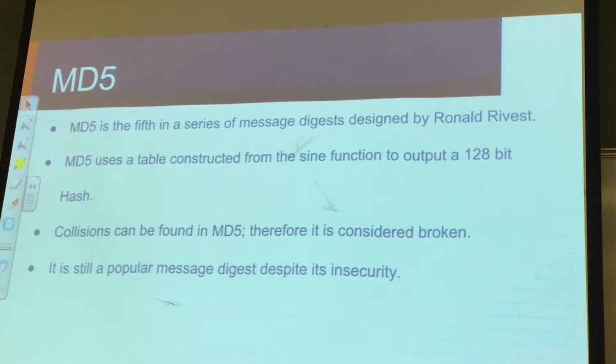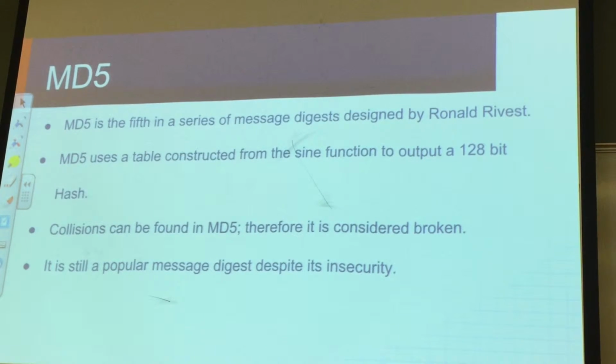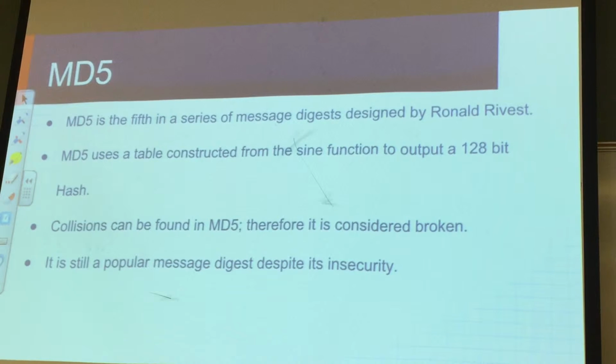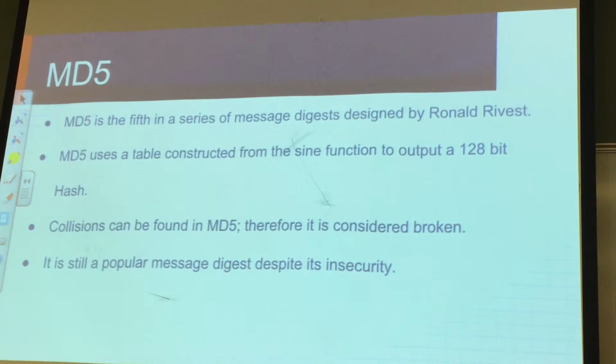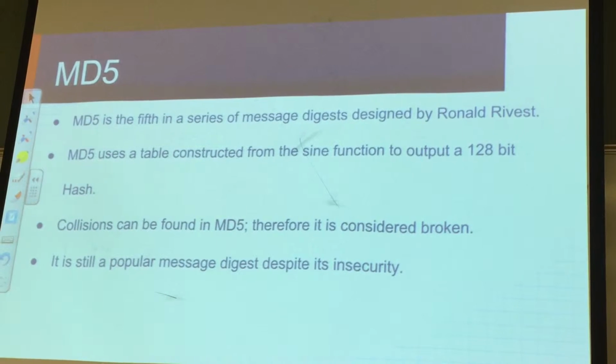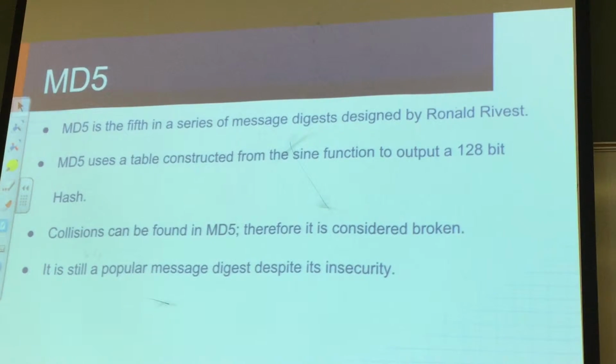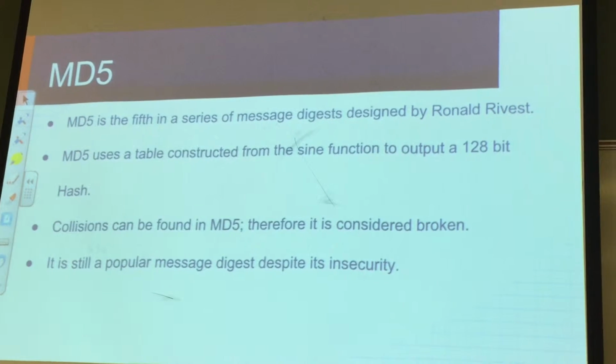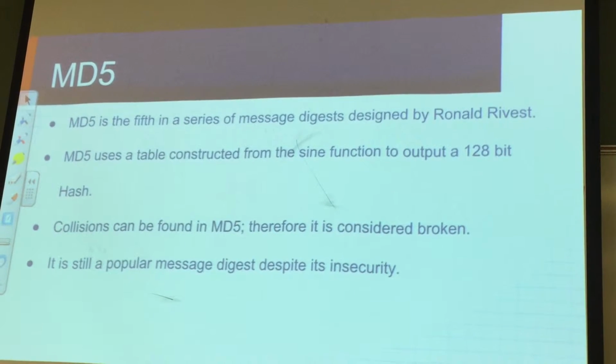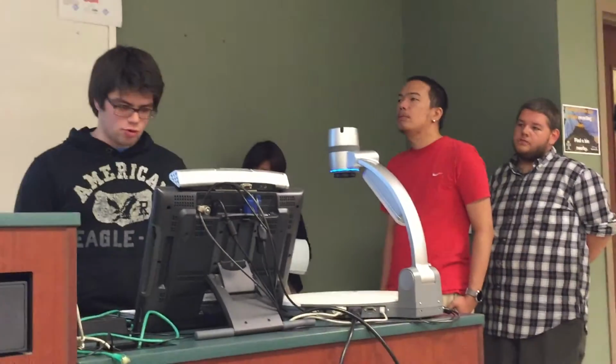All right, next we're going to look at MD5. MD5 was developed by Ronald Rivest. MD5 also uses the sign function, and it also gives us a 128-bit hash as an output. And SHA1 also gives us a 128-bit hash. MD5 has actually been considered broken, as collisions can commonly be found in MD5, which means that it's very hard to authenticate messages in MD5 because many people can basically break it. However, it's still a popular message digest for no known reasons.